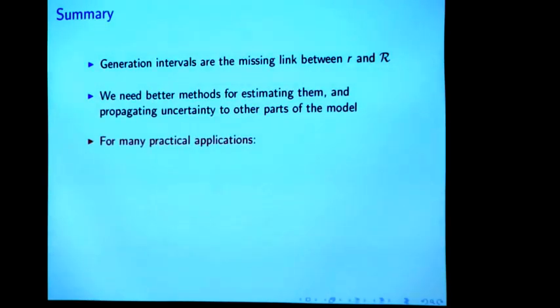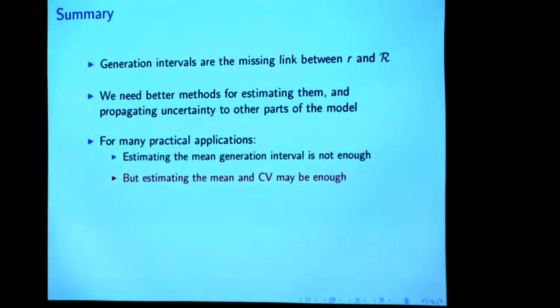So in summary, generation intervals are what we use to link, and we could use better methods for estimating them and propagating uncertainty and for understanding the uncertainties that we're propagating. And for many practical applications, you can't get away with just the mean generation interval, but you may get away with the mean and the coefficient of variation.